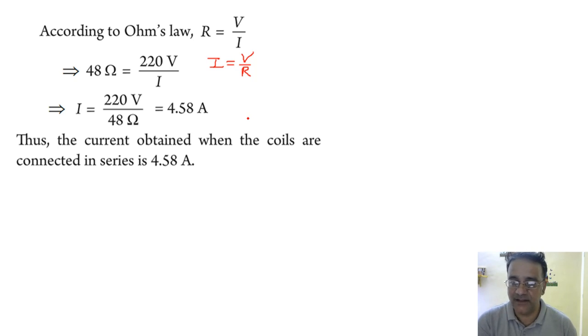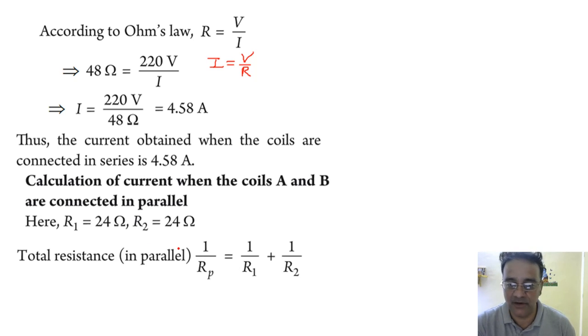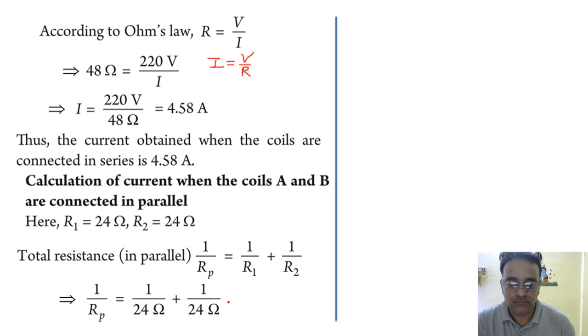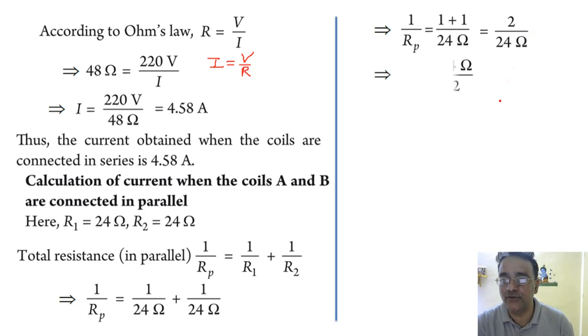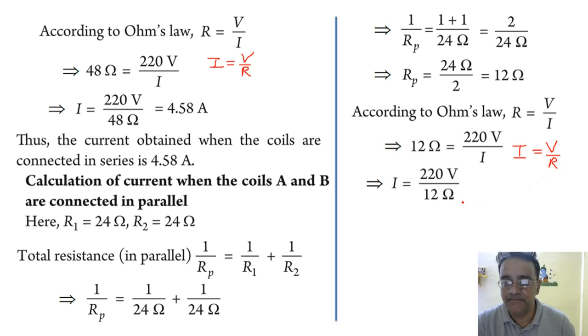Now the last one, when both are connected in parallel. 1 upon R1 plus 1 upon R2 will be equal to 1 upon RP. So 1 upon 24 plus 1 upon 24 will be equal to 2 by 24, and RP will be 24 by 2, that is 12 ohm. So again, according to Ohm's law, use I is equal to V by R. So 220 upon 12 will give 18.33 ampere. Thus the current obtained when the coils are connected in parallel is 18.33 ampere.